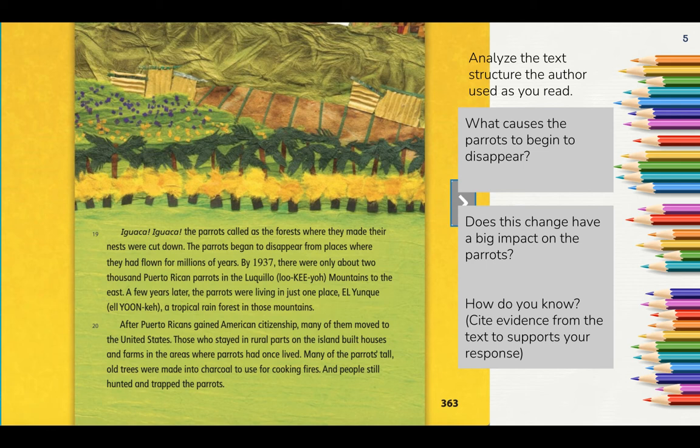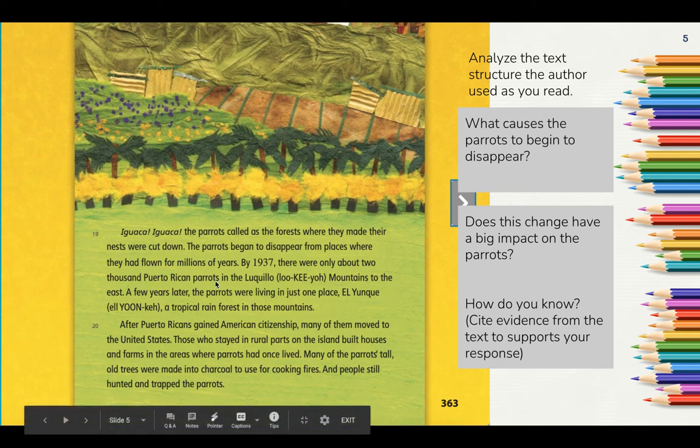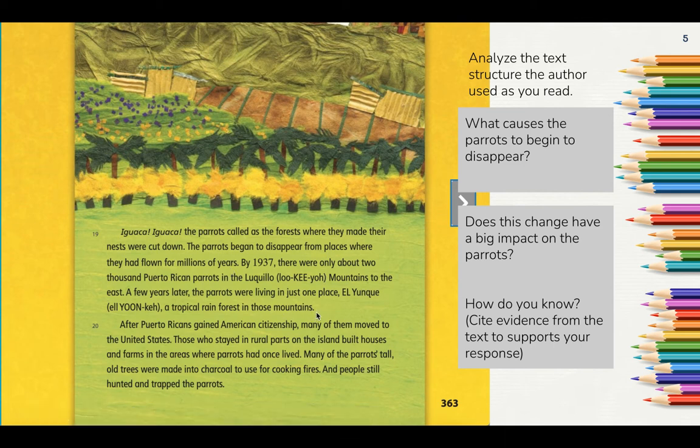How do we know? Well, we know this from reading the passage and noticing the information within the selection. It states here that a few years later, the parrots were living in just one place, El Yunque, when before there were about 2,000 Puerto Rican parrots living in the mountains and different places all over.